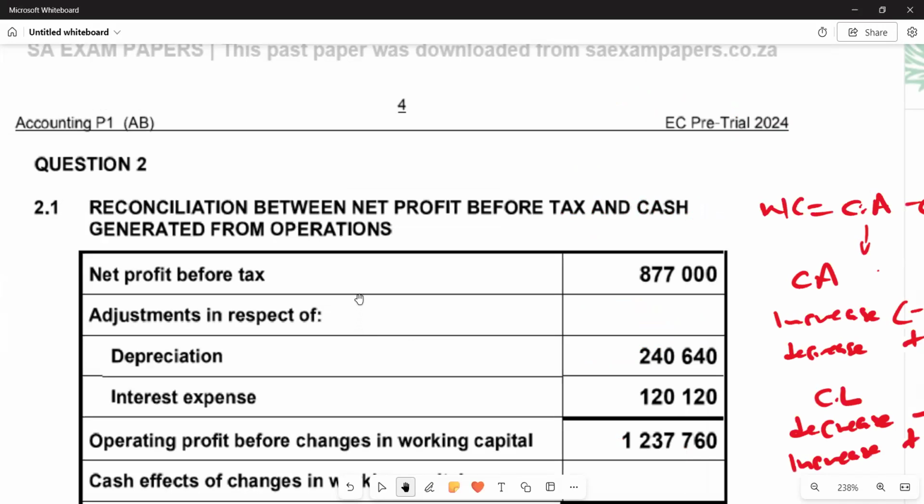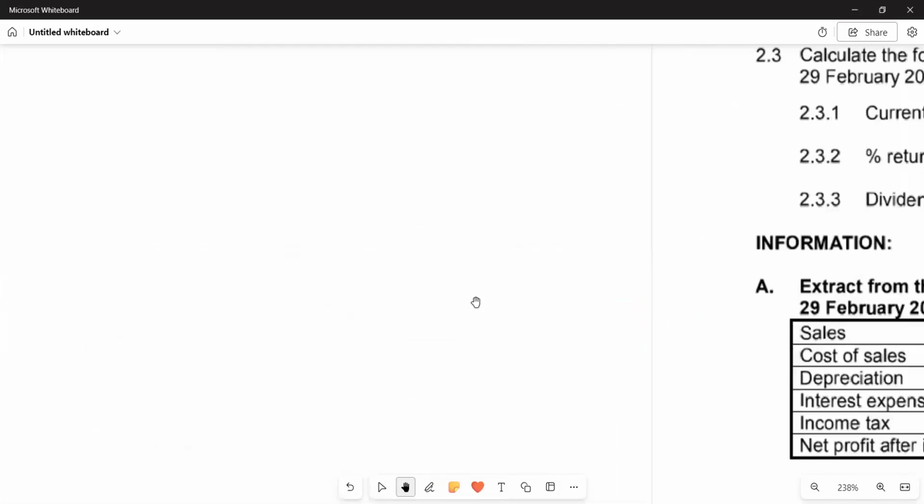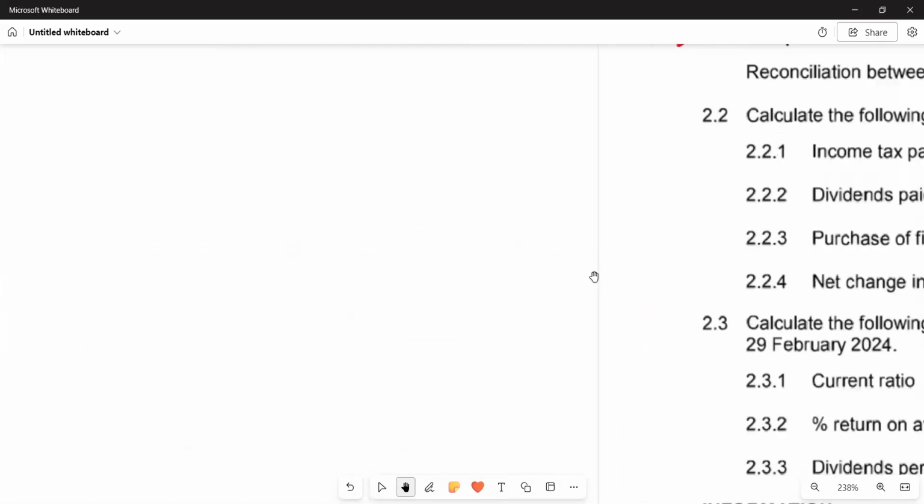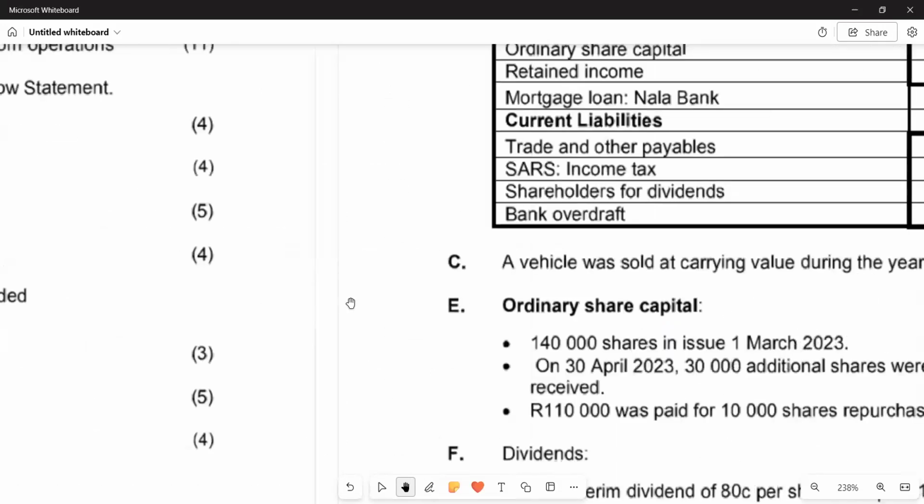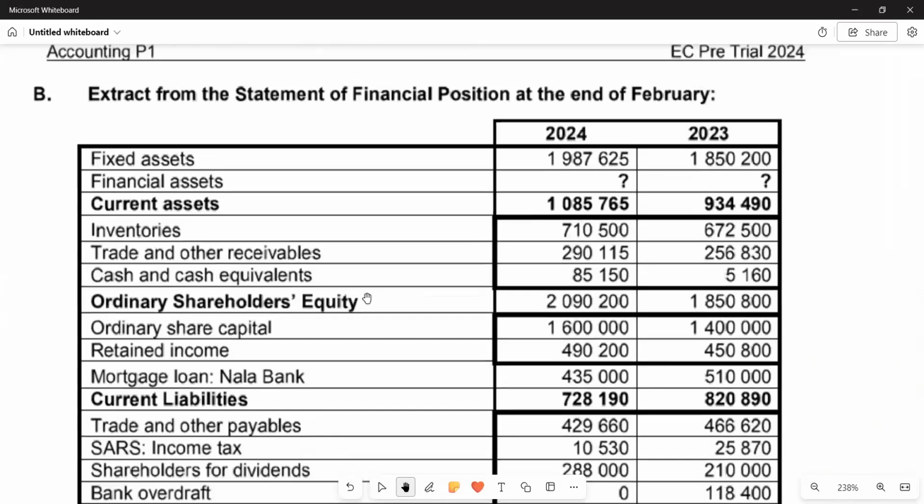So we go to the list of balances that we are given. Let's see what we have. If you come here, you start with our current assets. You can start with inventory and see the movement from 2023 to 2024, whereby it was 672,500 to 710,500. So we are seeing that there is an increase in inventory. We just want to calculate the increase, whereby we say 710,500 minus 672,500. And obviously, for an increase you are supposed to subtract, so it is a negative figure.